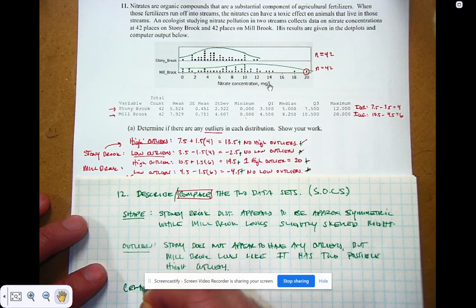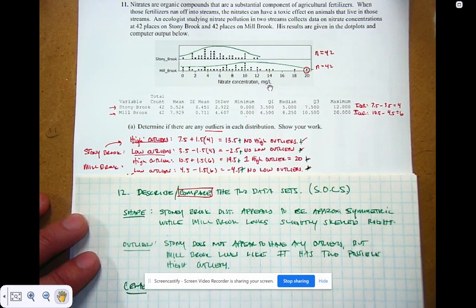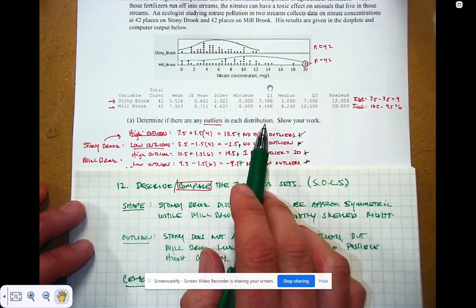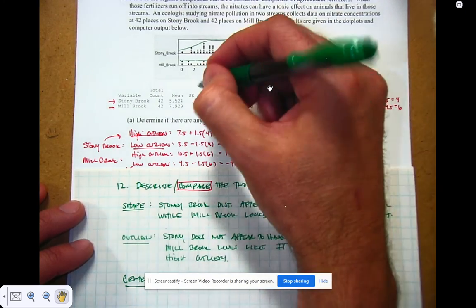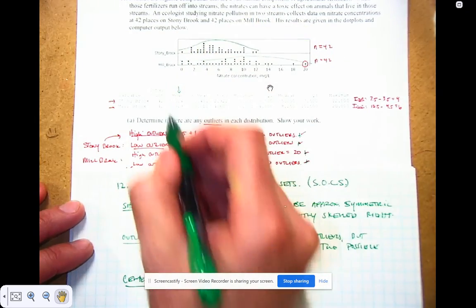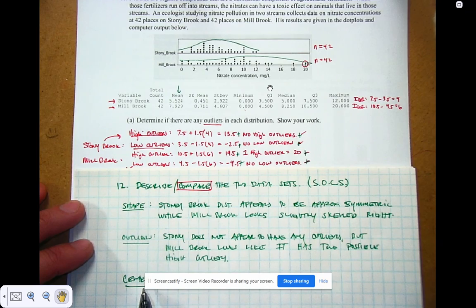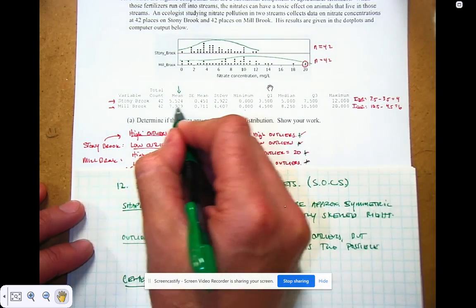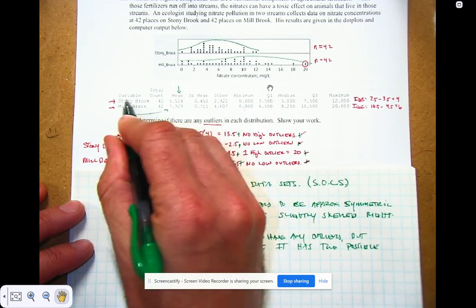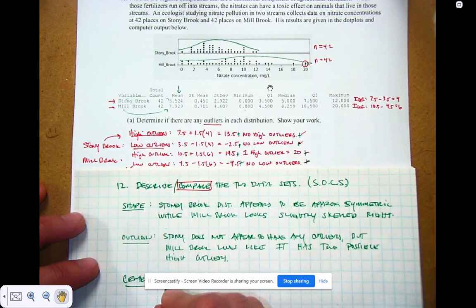The next one is center. Okay, and with center, with statistics, right, what can we do? Well, let's compare. Let's compare the means. That's one measure of center, and I'm good with it. You can choose medians or means, but look, Millbrook is definitely higher than Stony Brook. So you just say that.